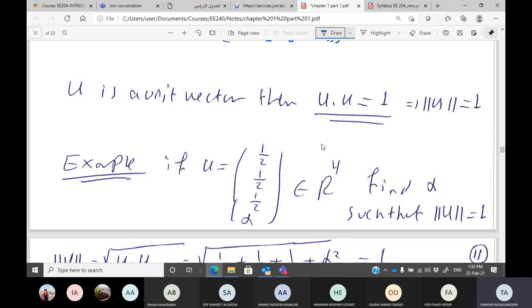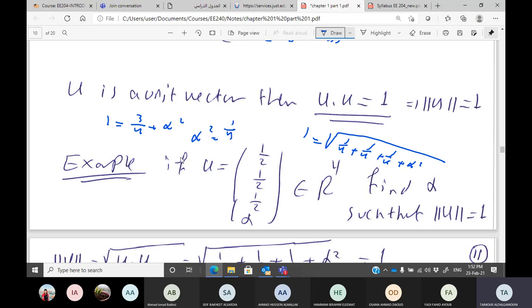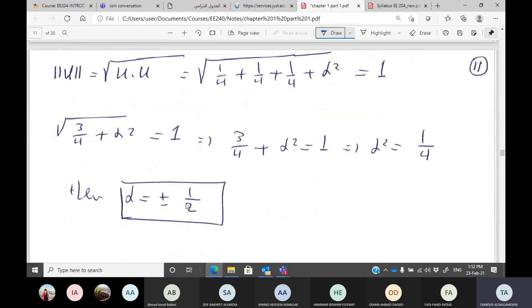Now we know that the norm of u is the square root of 1/4 plus 1/4 plus 1/4 plus alpha square, right? And this is equal to 1. Now we can write it as 1 equals 3/4 plus alpha square. Or we can say that alpha square is 1/4. Then alpha is equal to plus or minus 1/2.